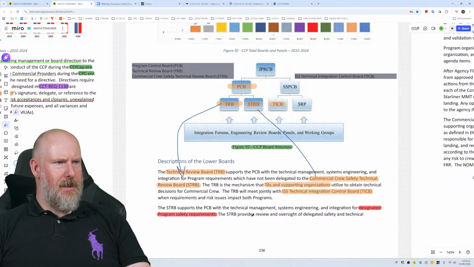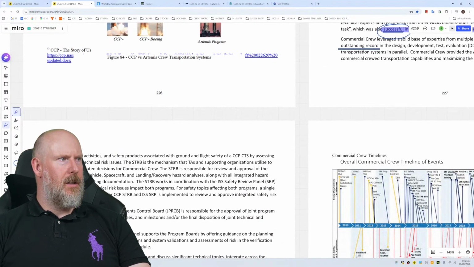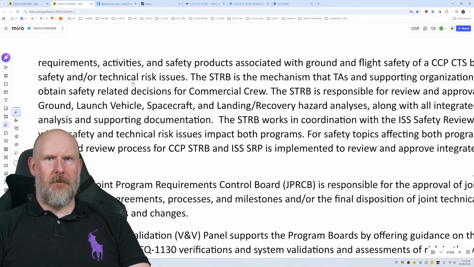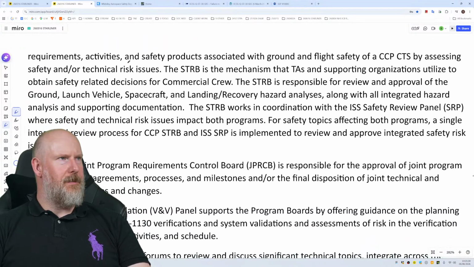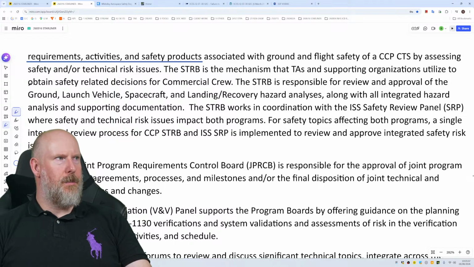Right, so the STRB provides review and oversight of delegated safety and technical requirements, activities, and safety products associated with ground and flight safety of CCP CTS by assessing safety and or technical risk issues. So they are the people that would, should know, could know. The STRB is the mechanism that technical authorities and supporting organisations utilise to obtain safety-related decisions for commercial crew.